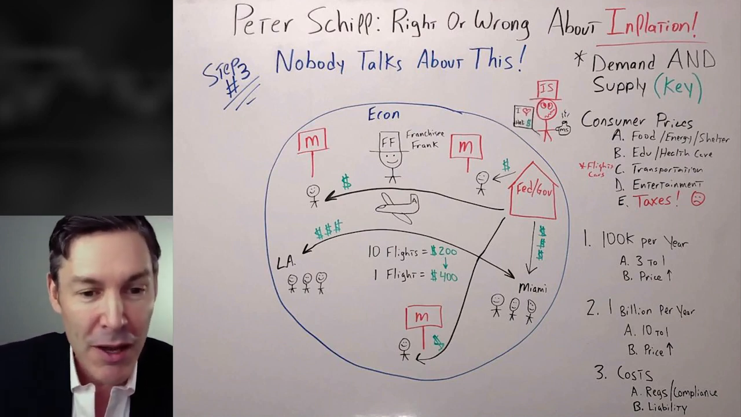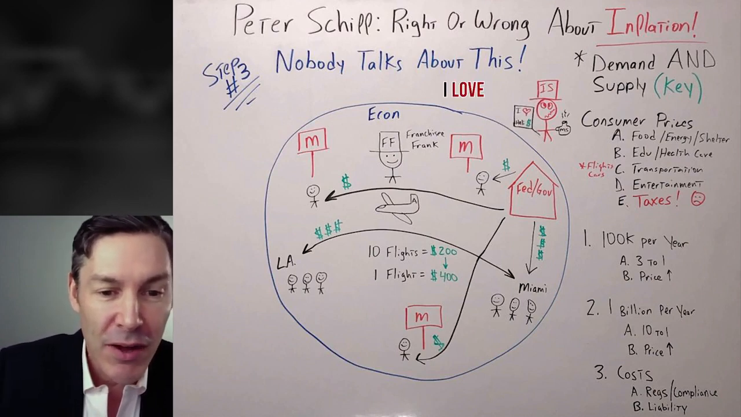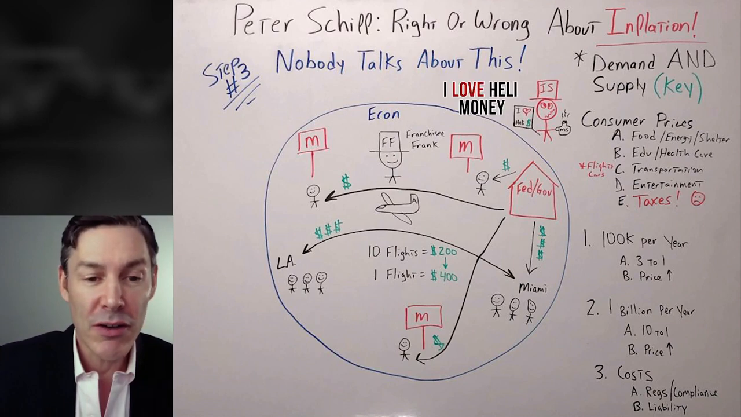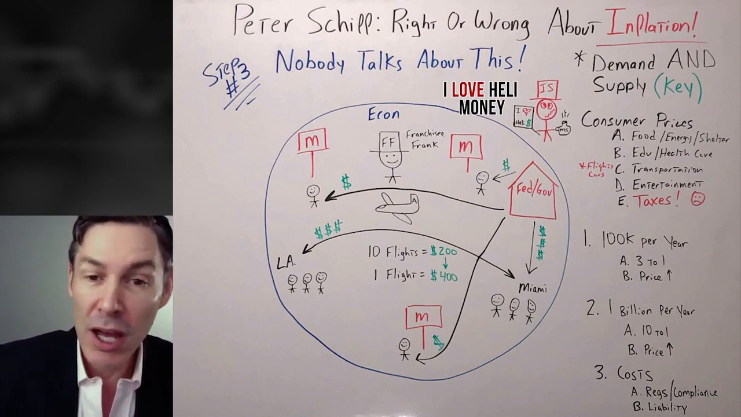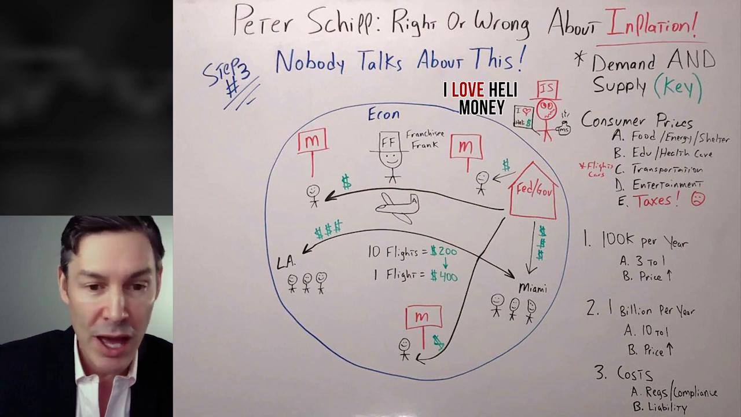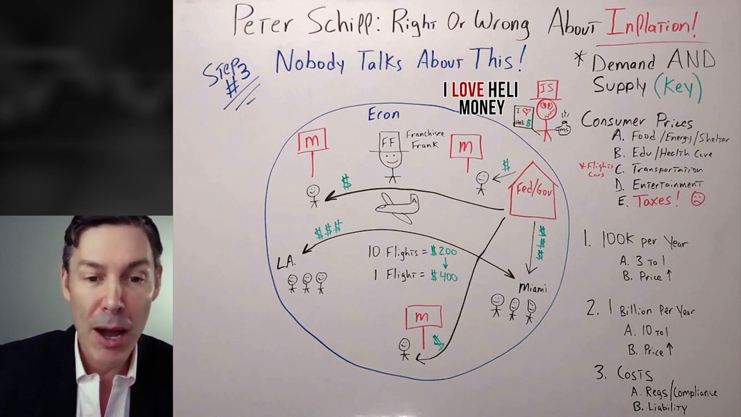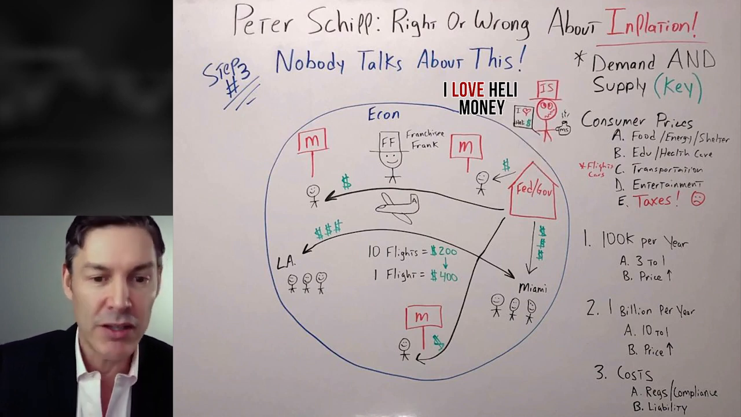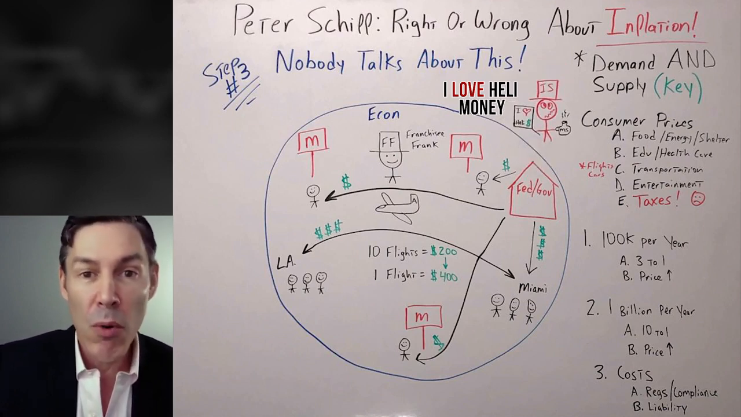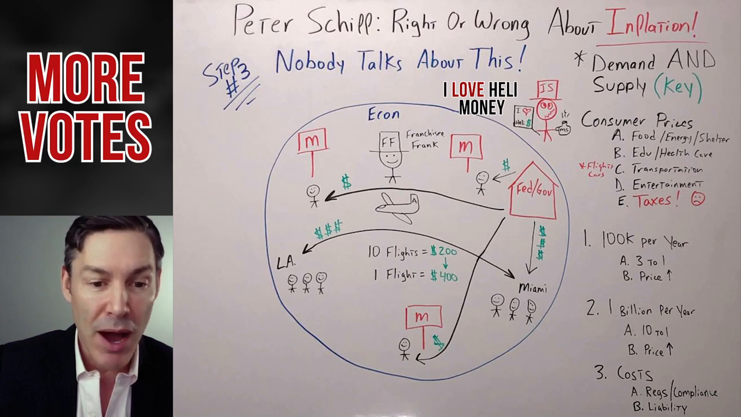I'm not sure what it is, but it says, "I love heli money." So I'm assuming insolvent Uncle Sam is talking about helicopter money. He loves helicopter money, and there's no disputing that, because the more helicopter money insolvent Uncle Sam can rain down on the entire economy, the more votes he buys.